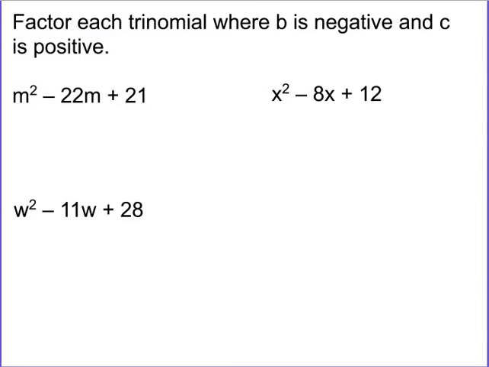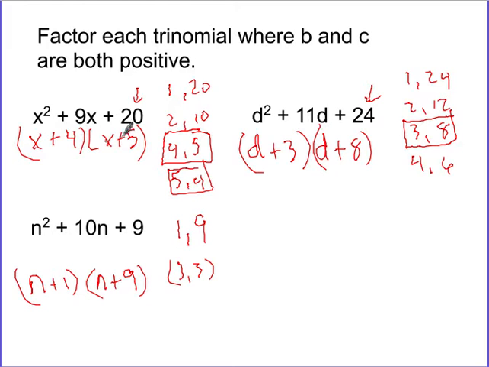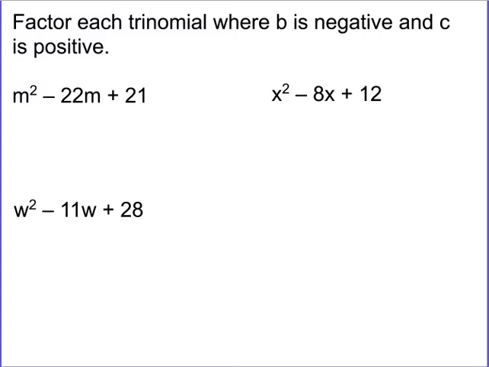What happens if we have B is negative and C is positive? Now we've got to take some signs into account. Notice that when everything is positive, all of your factors are going to be positive. It has to be that way. But if we start throwing some negative symbols in there, now all of a sudden I'm going to have some negative symbols somewhere because I've got to have negatives in the original terms, correct?